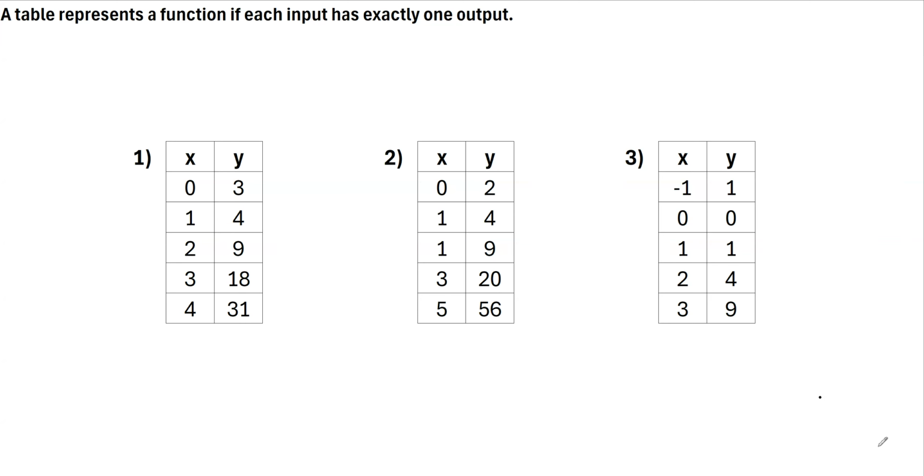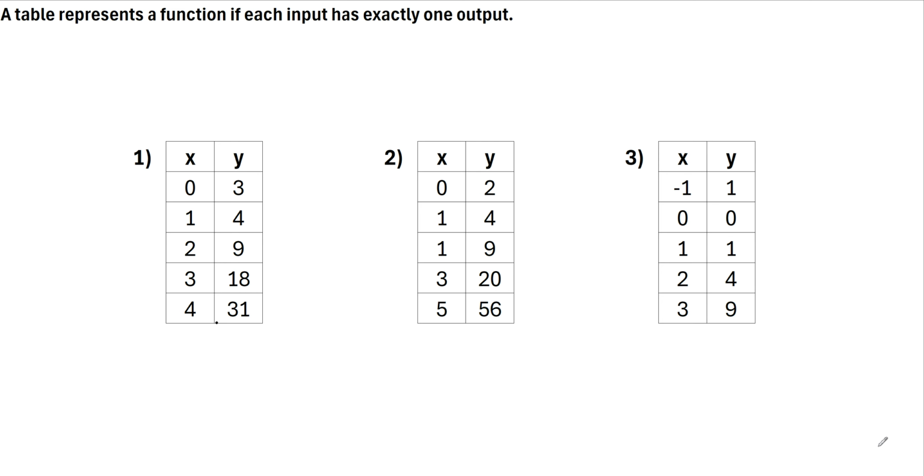In this video, I will explain how to determine if a table of values represents a function. So a table of values represents a function only if each input has exactly one output. Or in other words, if each x only has one y value. So I have three examples for us to work through here.